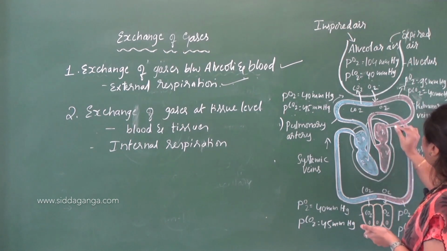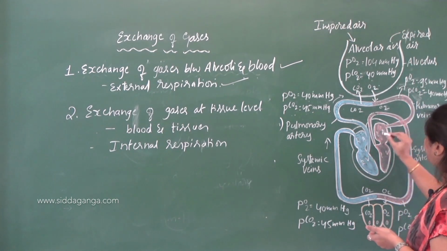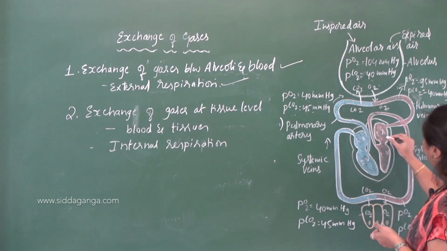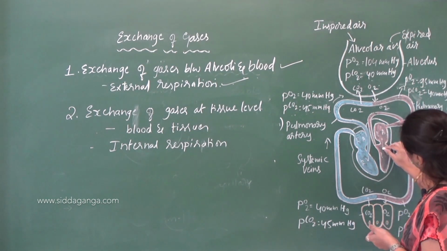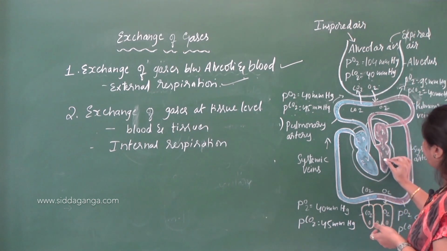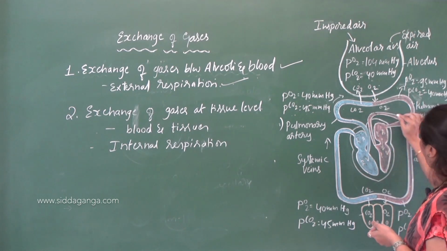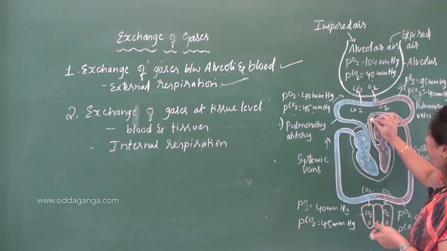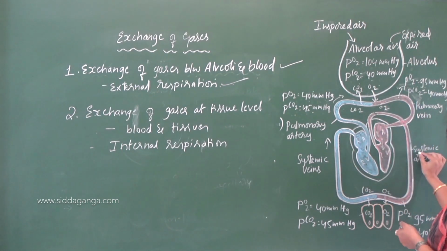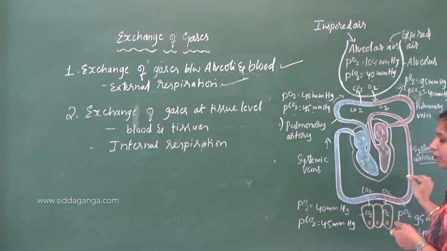So the oxygenated blood from the lungs enters the left atrium by the pulmonary vein, and from the left atrium it enters into the left ventricle, and from the left ventricle it is carried to all the parts of the body by the aorta and its branches. So these are the systemic arteries. The systemic arteries will carry the oxygenated blood to body tissue.